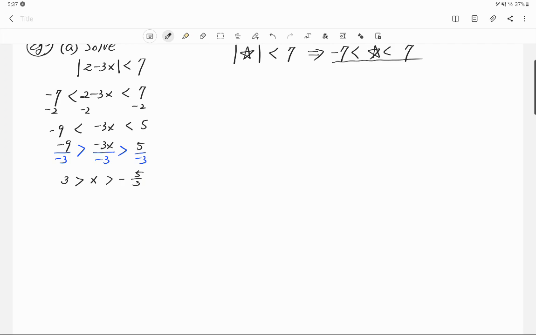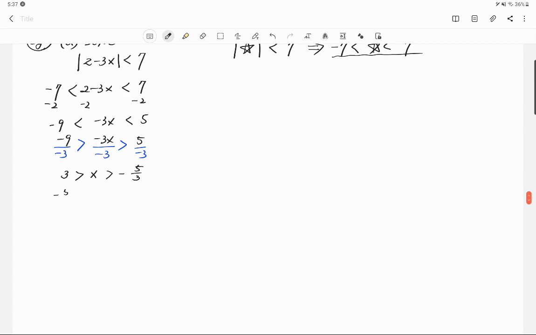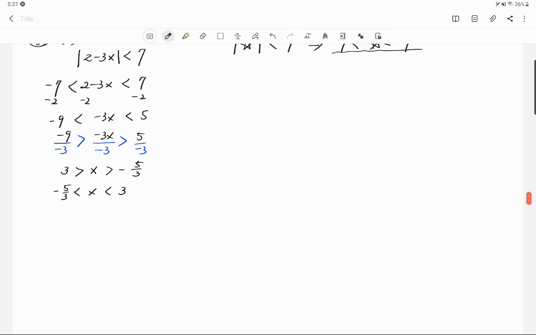So let's rewrite it. Write the smaller number to the left, larger number to the right. So we can flip this inequality so it's much easier to read. Just flip it, interchange the sides. So this is the solution. Once we have the solution, you can graph it.